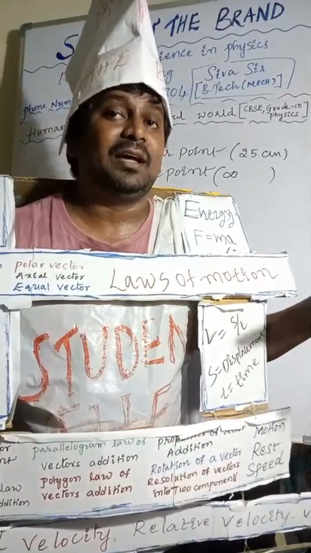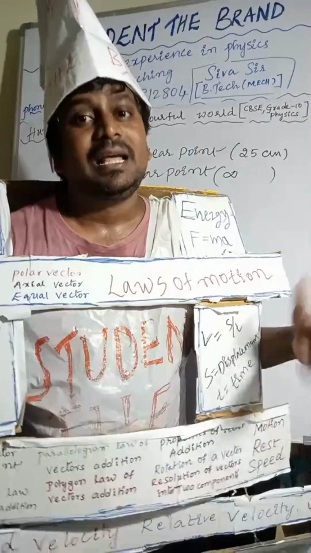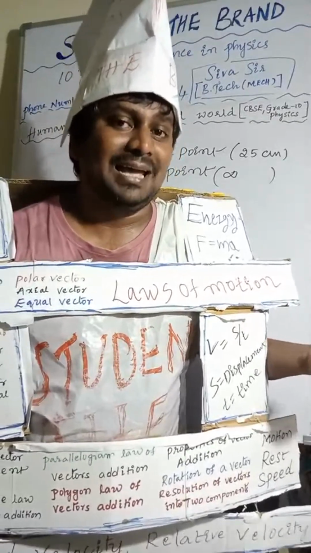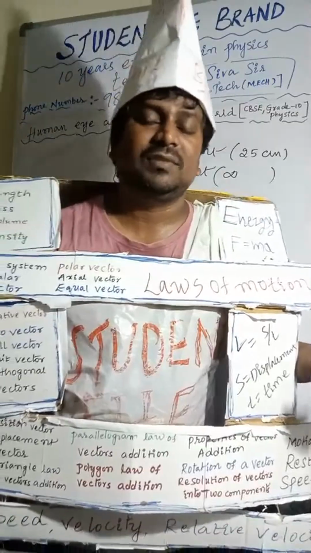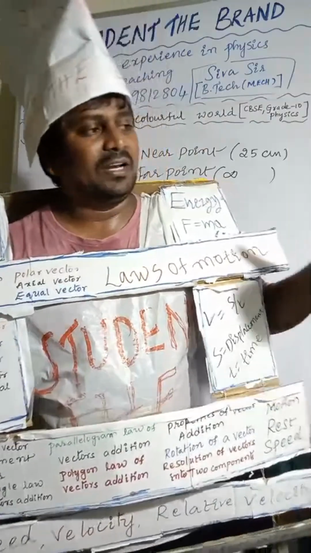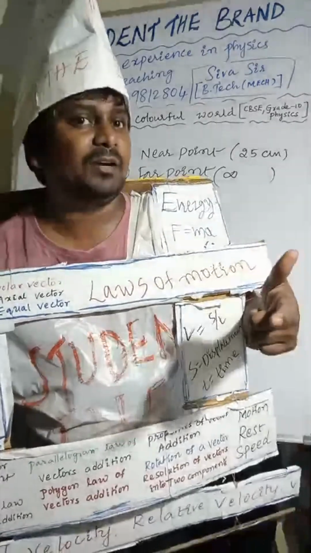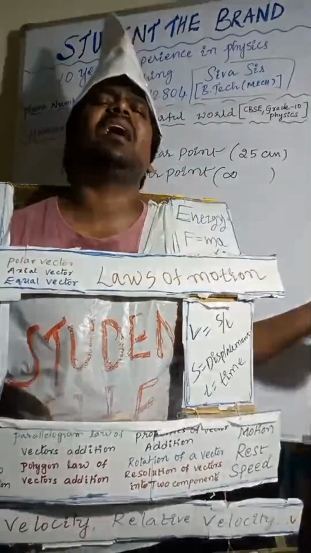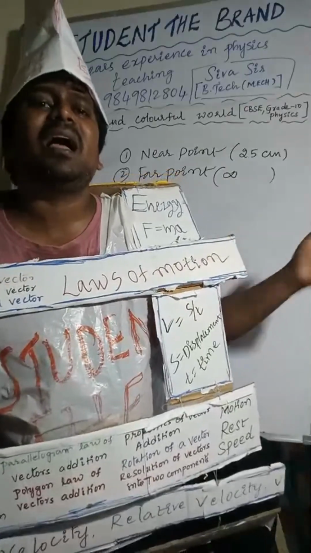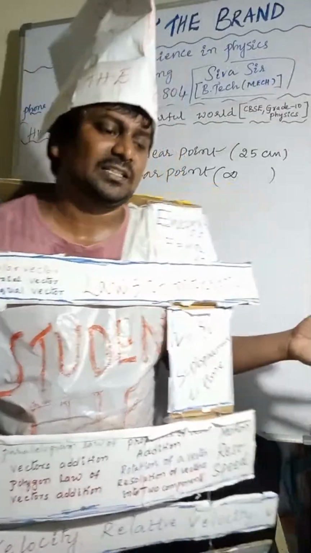When refraction does not take place properly in the eye lens, which is a convex lens, defects will arise. Those defects are myopia, hypermetropia, presbyopia, cataract and astigmatism. We'll discuss these defects.